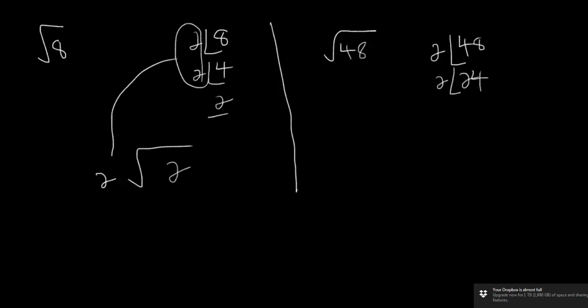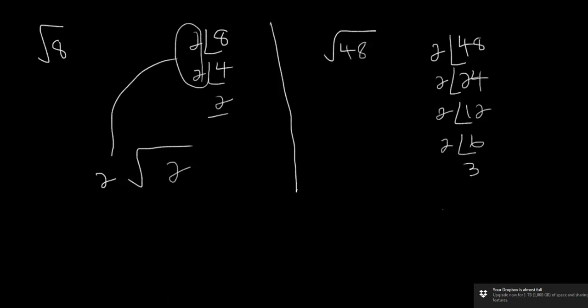2 goes into 24 12 times. 12 is not prime, keep going. 2 goes into 12 6 times. 6 is not prime. 2 goes into 6 3 times. So we got a prime number, we can stop.